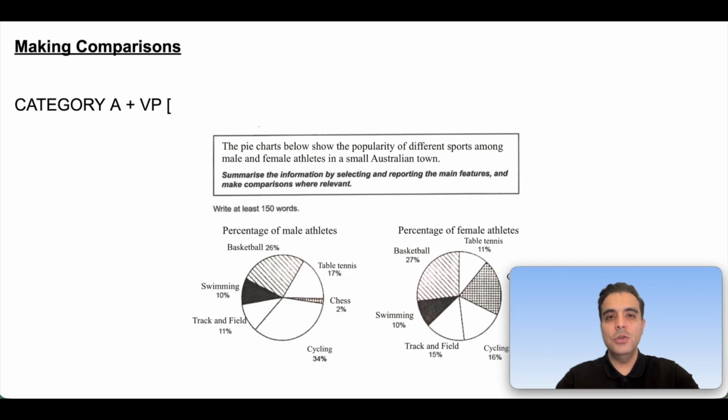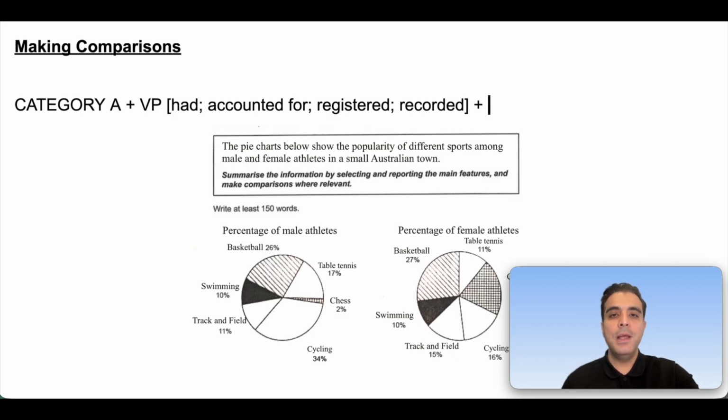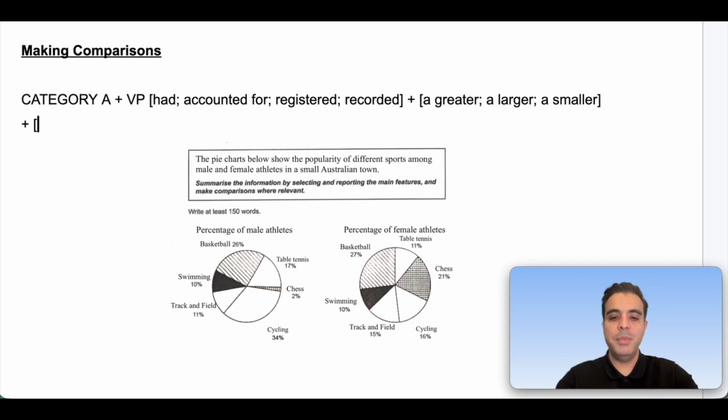Some of the verbs that you could use here are had, accounted for, registered, recorded, or again, any verb that makes sense given the data that you are given. Next, you're going to use a comparative adjective such as a greater, a larger, or a smaller. You need a quantifier, just like before, such as number, percentage, amount, share, quantity, or proportion.